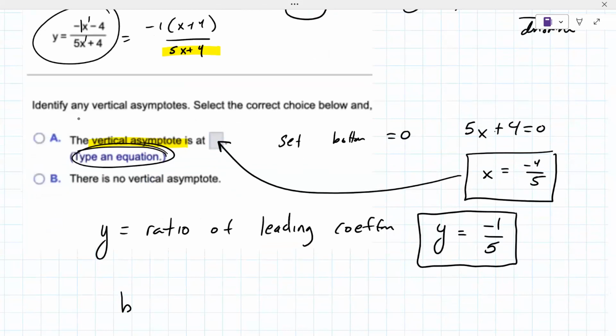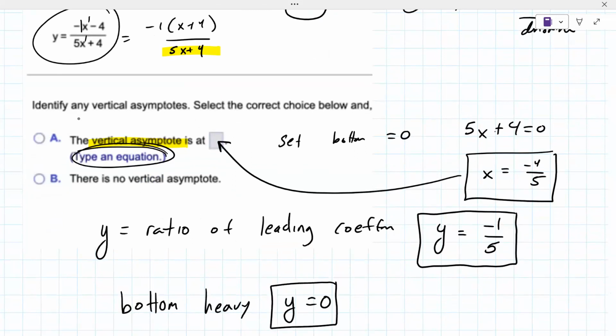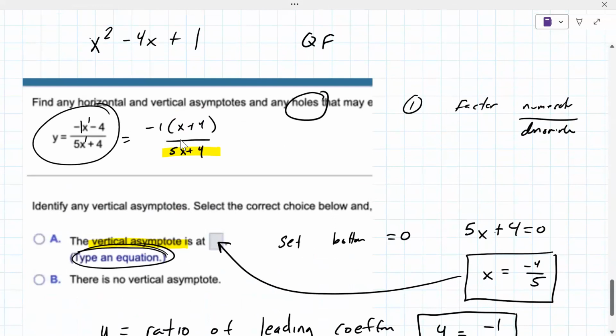The case that we like even better is when it's bottom heavy, and then it's always y equals 0. And then the next one is identify any holes. So there are no holes because of the fact that there's no factors that cancel.